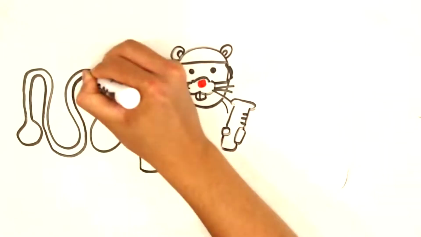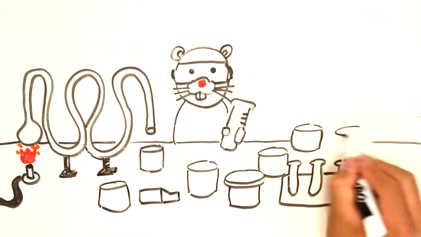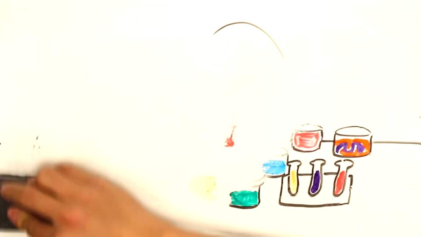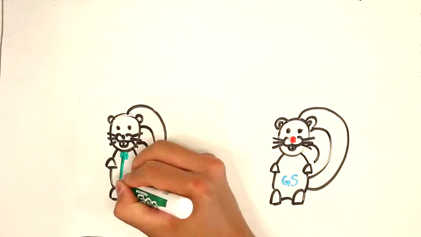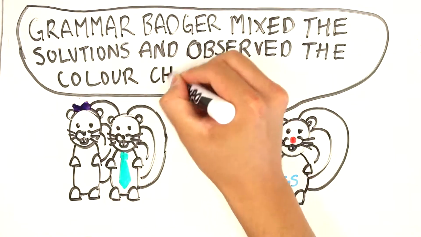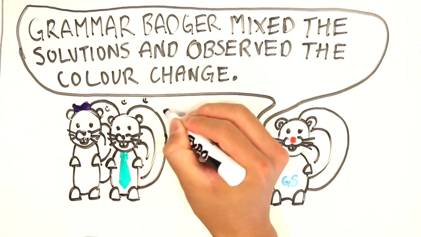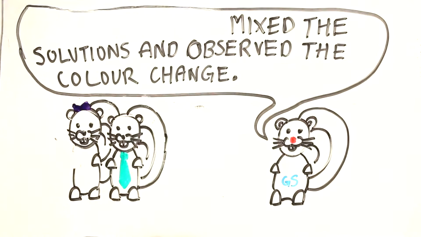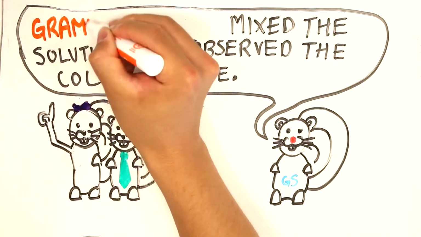To see whether her friends have understood, Grammar Squirrel decides to reread the notes from her recent distillation lab. So, here's the first one. "Grammar Badger mixed the solutions and observed the colour change." Maybe they haven't got it just yet. What about you? Is this sentence written in the active or the passive voice? Remember, start by working out the subject of the sentence.